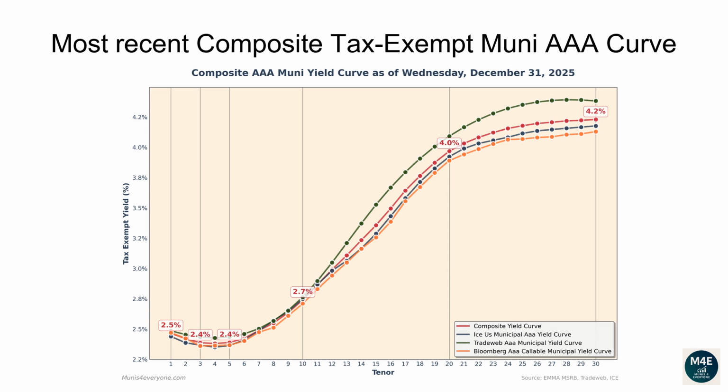The one-year composite tax-exempt yield is 2.47%. The two-year yield is 2.42%. The three-year yield is 2.39%. The 5-year yield is 2.39%. The 10-year yield is 2.74%. The 20-year yield is 3.97%. The 30-year yield is 4.23%.